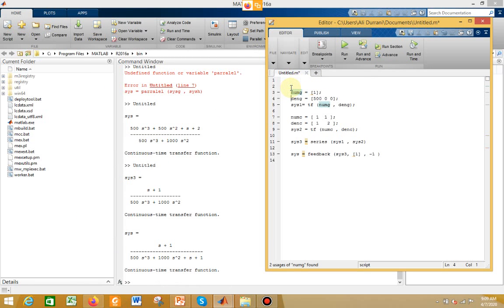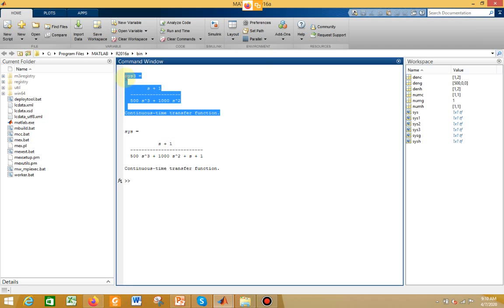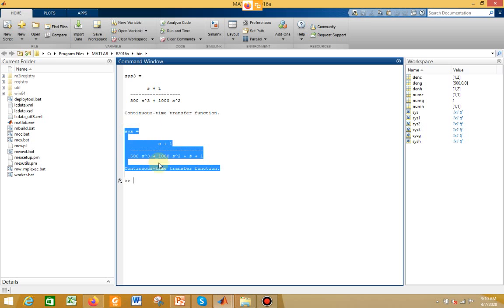I will also clear the screen because there are multiple codes now, so you can see one code at a time. So you can see here, first of all, both of the transfer functions are configured in series, and after that we have the result, which is with this feedback.